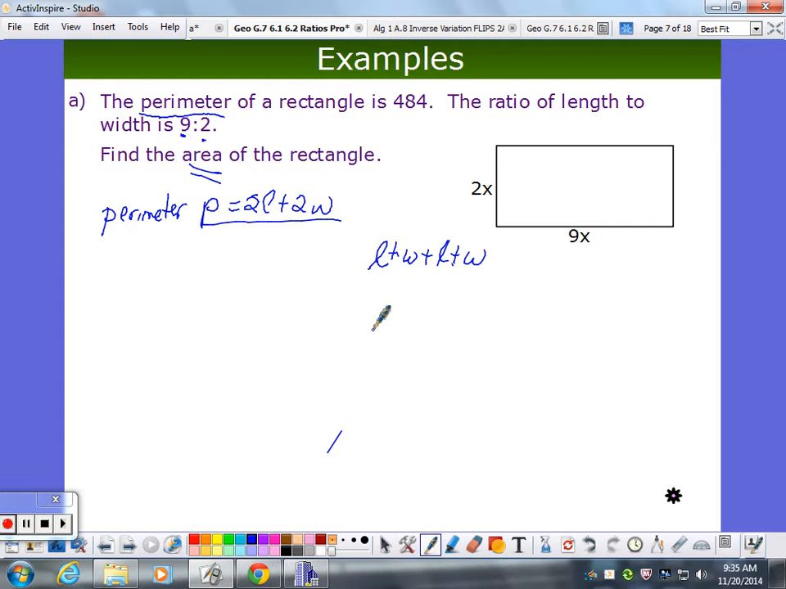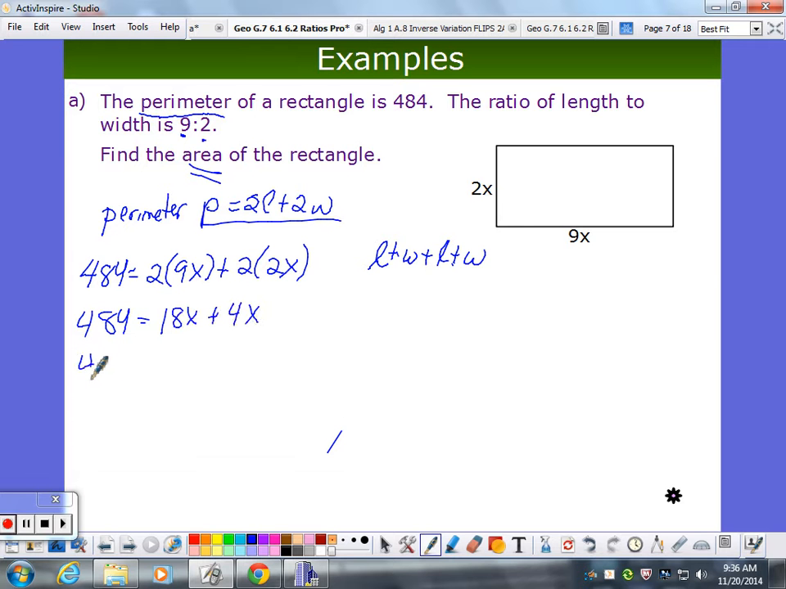So I have to know that formula. Now I can substitute in. The perimeter for this one is 484, and it's twice the length, which in this case is 9x, plus twice the width, and our width is 2x, right? I don't know what the x's are yet, but this is a solvable equation. So 484 is 18x plus 4x. So 484 is 22x. I'm going to divide both sides by 22.